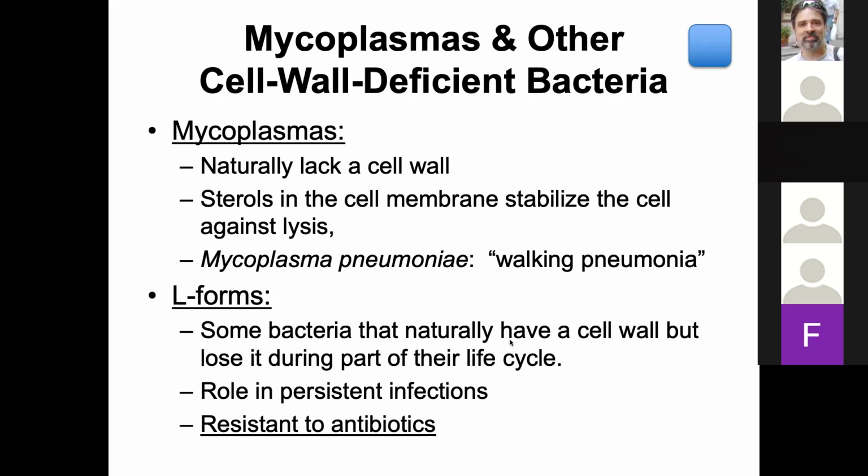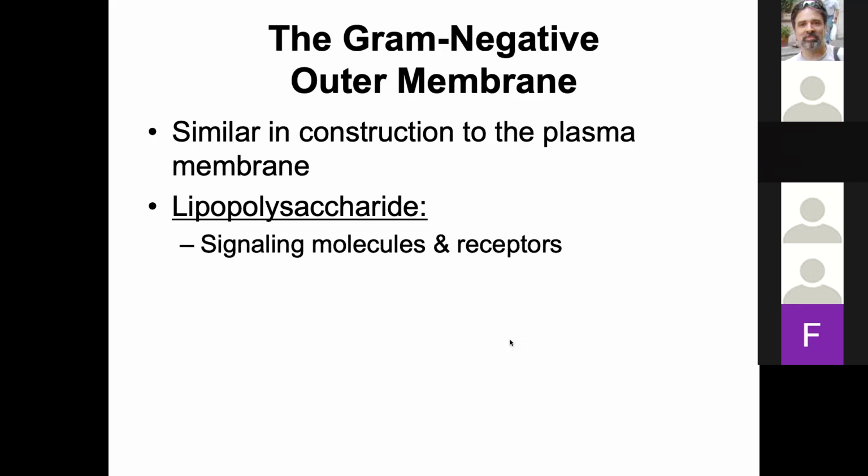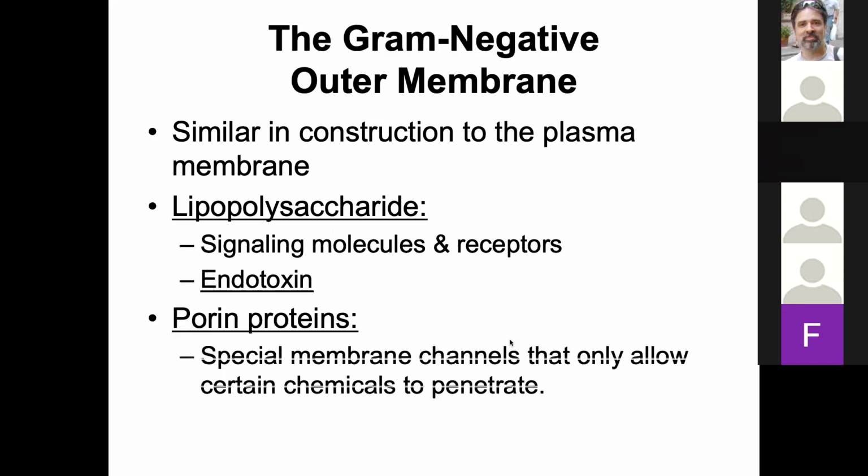The structures that are targeted by antibiotics include the assembly of peptidoglycan, the assembly, in some cases, of lipoteichoic acid. Drugs that attack cell wall synthesis include penicillins and their relatives, cephalosporin, and carbapenems. The gram-negative outer membrane is a lot like the plasma membrane, except that it's going to have different membrane proteins embedded in it.